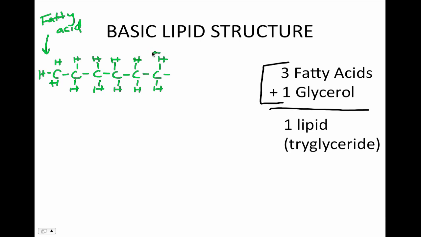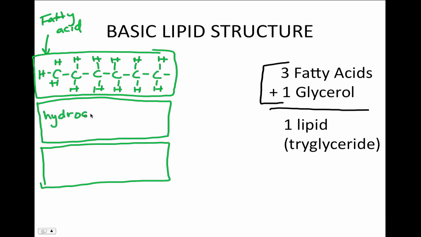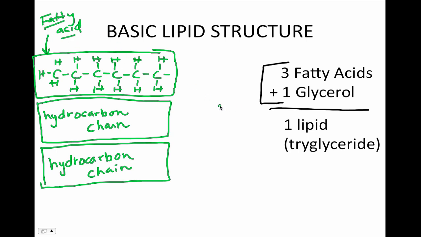And we said we had 3 of those, so I'm just going to kind of make it look like a square. And we're going to add 2 more because we have 3. How perfect is that? Now, a lot of times when we have this carbon chain with hydrogen bonded to it, we call it a hydrocarbon chain. So we have 2 more hydrocarbon chains, and these hydrocarbon chains are our fatty acids. We have our 3 fatty acids and we have our 1 glycerol.